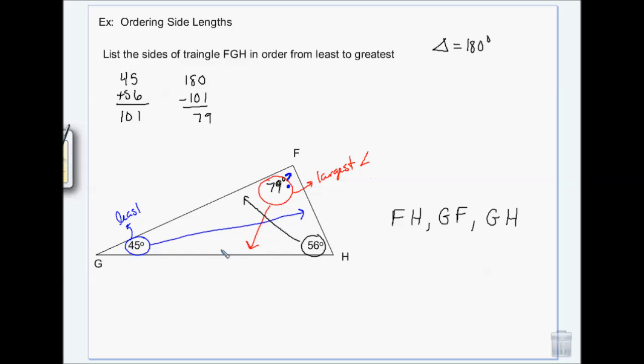FG, FH, yeah. So when you're naming the sides, you use the 2 letters unless the side has been named something specifically. If this side was called Q, you could just say Q, but it's not.